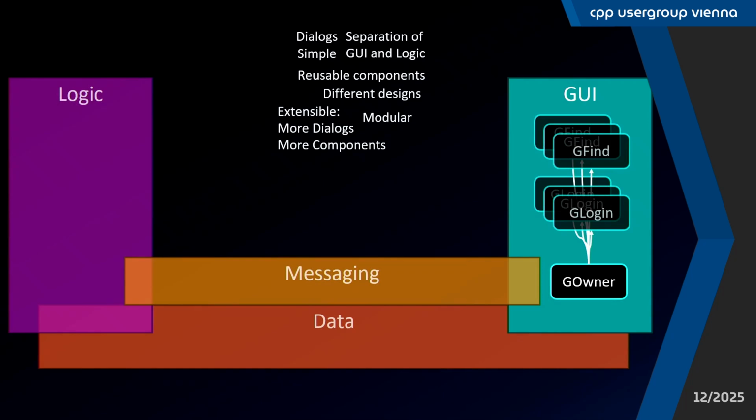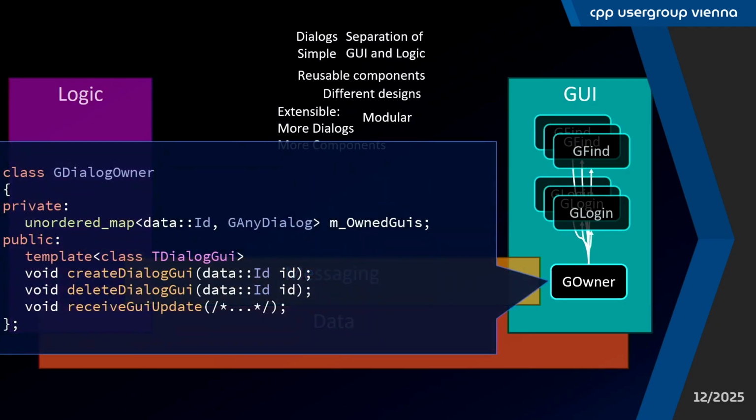And of course, I will have multiple dialogues at the same time or at different times. And so I think it makes sense to have a single, let's say, owner class that manages all the dialogues that are currently active. And it could look something like this.